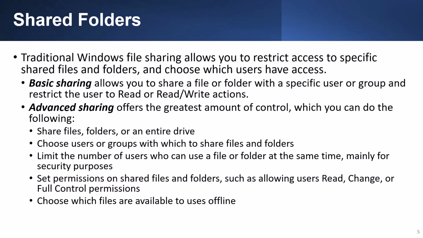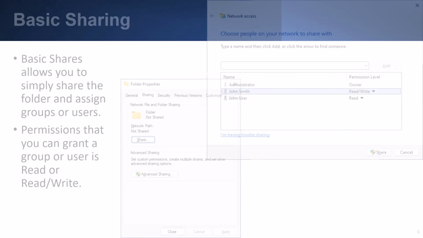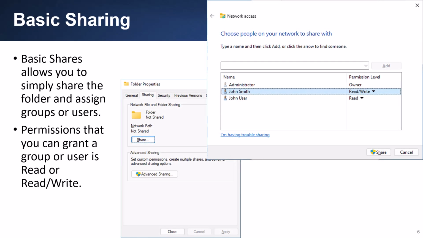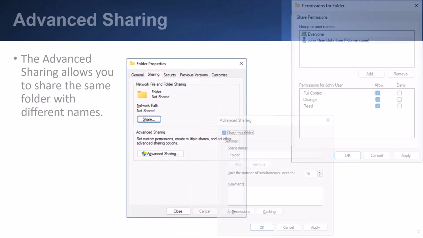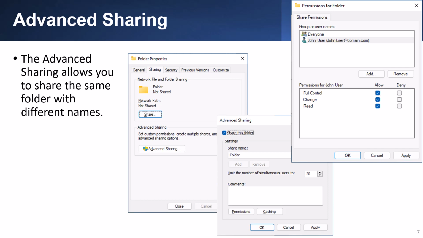Personally, I never use basic sharing except when teaching. Advanced sharing gives me more control, therefore I prefer using the advanced sharing options. Basic share allows you to simply share the folder and assign groups or users. Permissions that you can grant a group or user are read or read-write. The advanced sharing allows you to share the same folder with different names and gives you much more control of the shared folder.